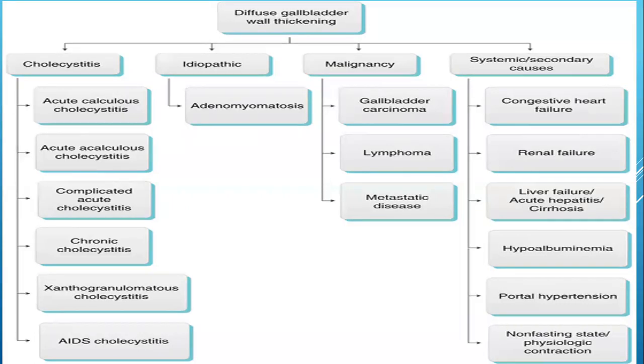Firstly, cholecystitis. It includes acute calculous cholecystitis, acalculous cholecystitis, complicated acute cholecystitis, chronic cholecystitis, xanthogranulomatous cholecystitis, and AIDS cholecystitis. Idiopathic causes include adenomyomatosis. Malignancy includes gallbladder carcinoma, lymphoma, and metastatic disease. Systemic or secondary causes include congestive heart failure, renal failure, liver failure, hypoalbuminemia, and portal hypertension, as well as the non-fasting state and physiological contraction.